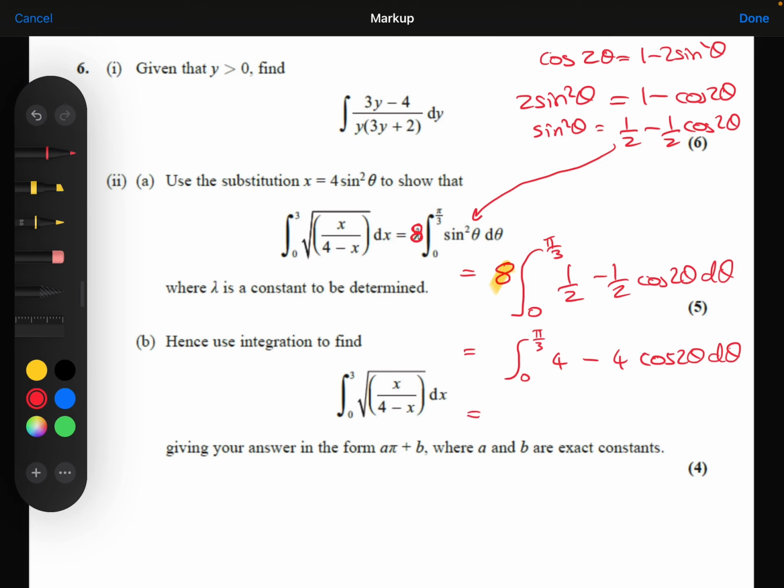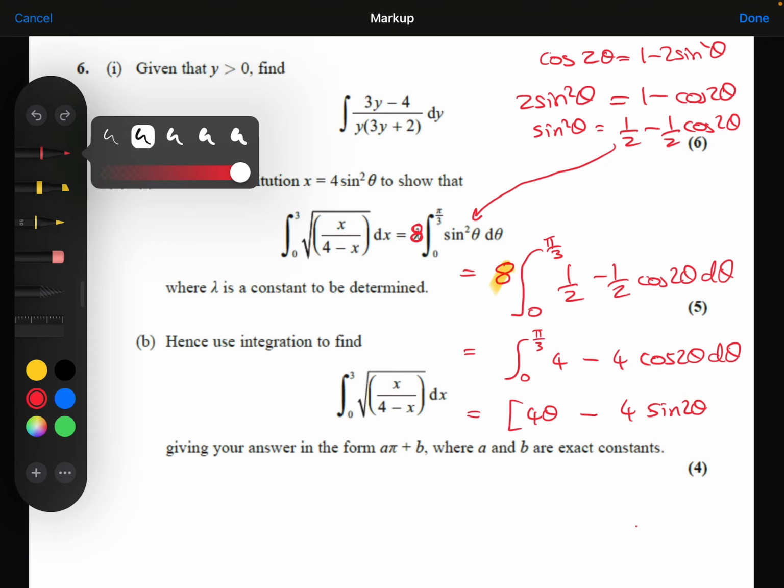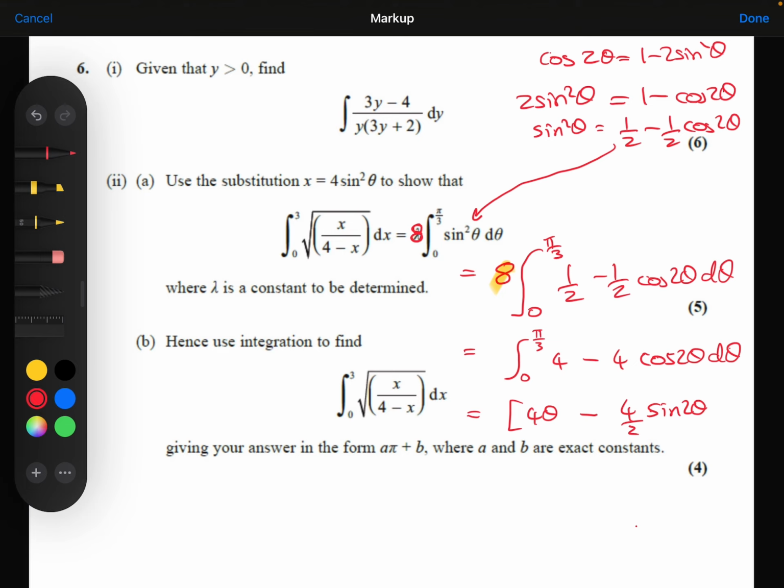We're now going to integrate. So the 4 will integrate to be 4 theta. Cos integrates to be sine. So we would have 4 sine 2 theta. But by the reverse chain rule, I need to divide by 2 from the inside here. So dividing by 2, we'll have 4 divided by 2, which is 2.